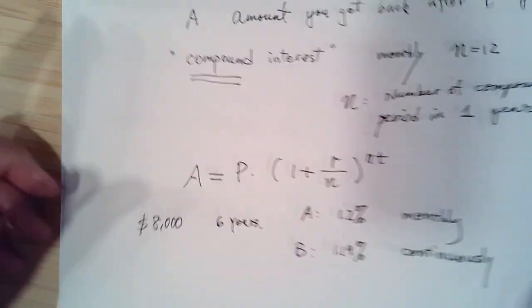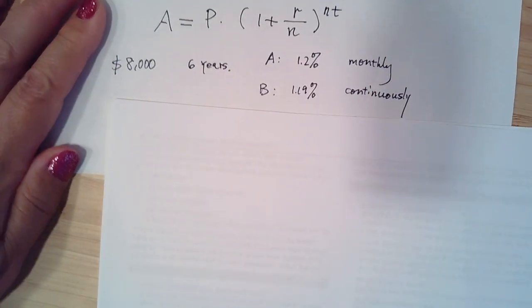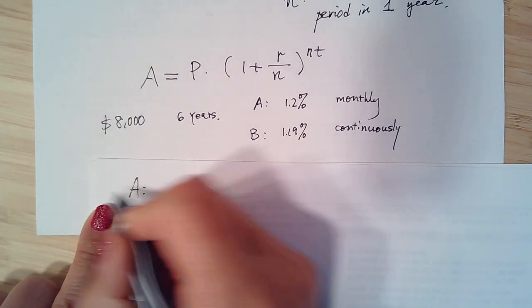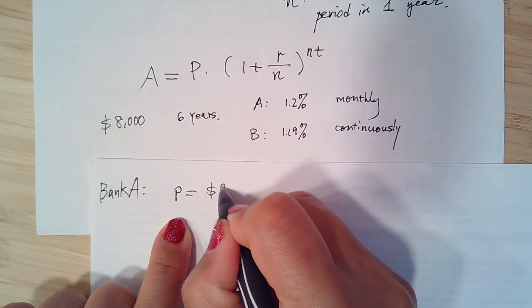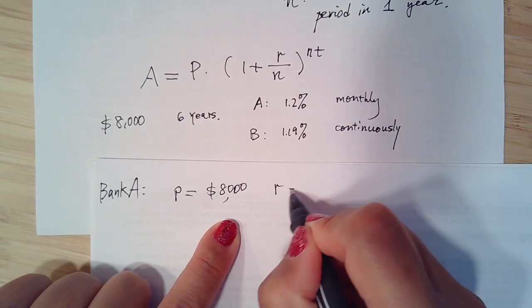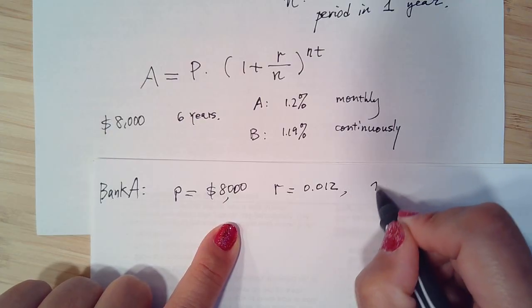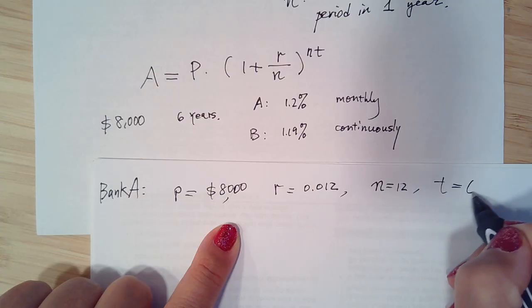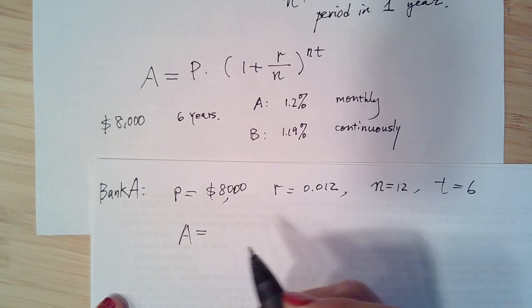We can work on bank A first because we know all the information. For bank A, the P is $8,000, and the R is 1.2%, which is 0.012. Compounded monthly, so we know N is 12. How many years? T, 6 years. So we know all the information. We just plug in to see how much money we're going to get at the end of the 6 years.